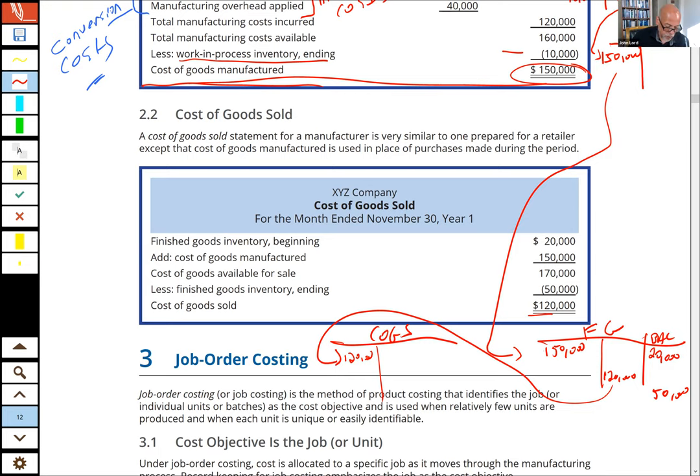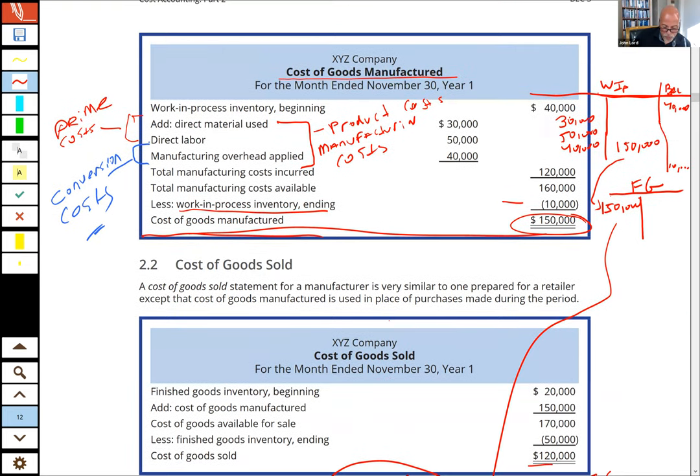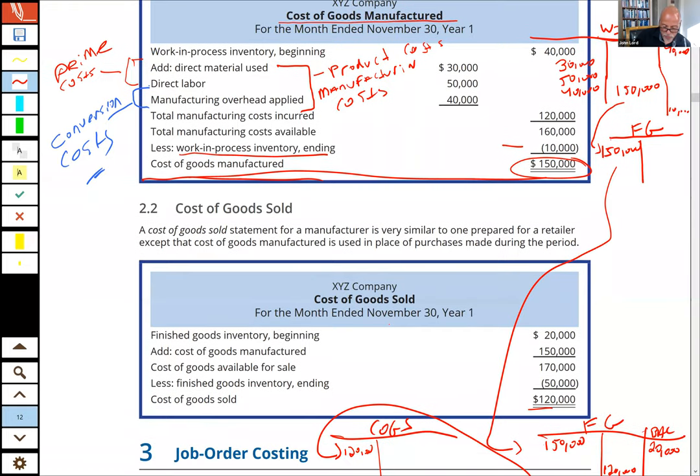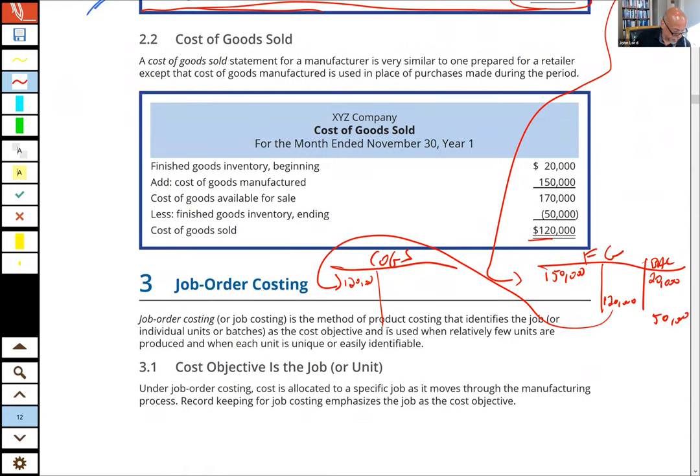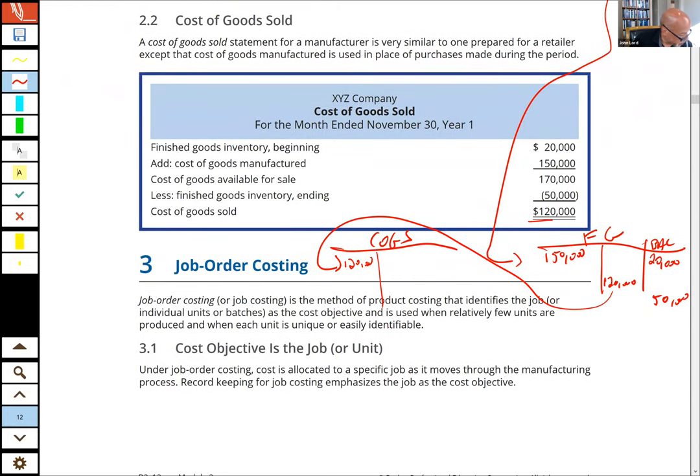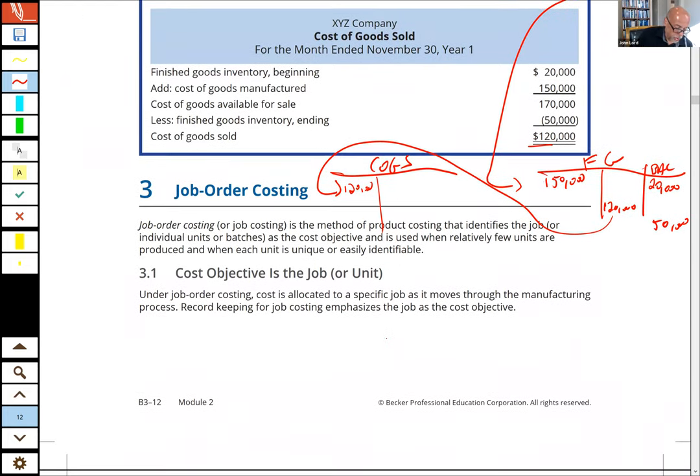Okay, so they're showing you in that format the relationship that we really already talked about on the previous page, and I asked you to flashcard that. Good. So we're going to look at two systems. Job order costing: we keep track of our cost for each job, and it's basically when we are producing per order.